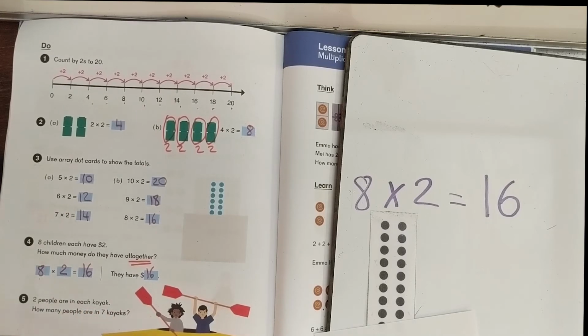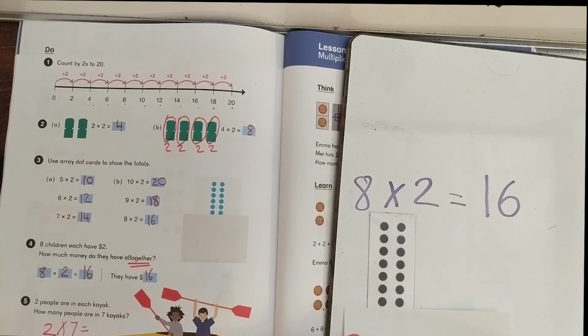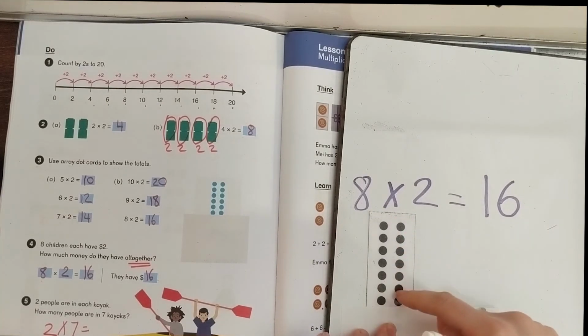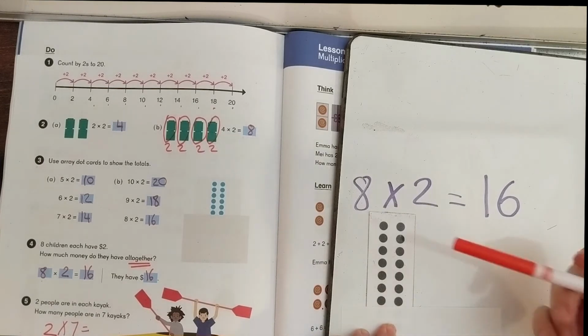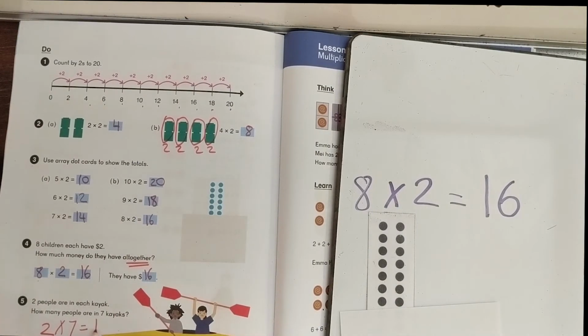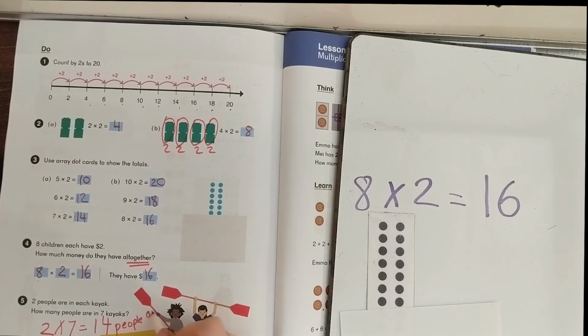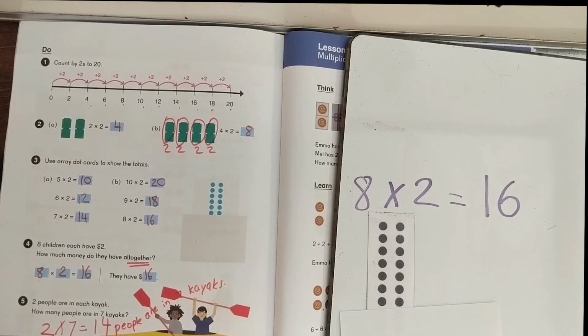And the last problem on this page, 2 people are in each kayak. So each kayak has 2 people. How many people are in 7 kayaks? That means there's 7 groups of 2 people. So I'm going to look for 7 groups and show it on my array. 1, 2, 3, 4, 5, 6, 7 groups of 2 people each. 2, 4, 6, 8, 10, 12, 14. 14. How many people are in 7 kayaks? 14 people are in 7 kayaks. Okay?